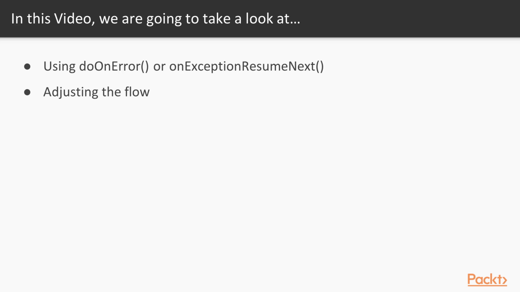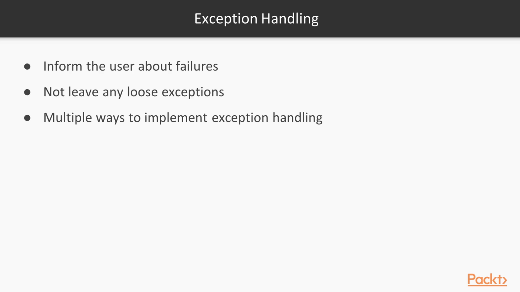In this video we're going to learn how to use methods such as doOnError or onExceptionResumeNext to gracefully adjust the flow when an error occurs. It's important to gracefully inform the user about failures if they happen, and more important, not to leave any loose exceptions so that they don't kill Android applications, completely ruining user experience. There are multiple ways of implementing exception handling in RxJava, and we'll now learn how to use them.